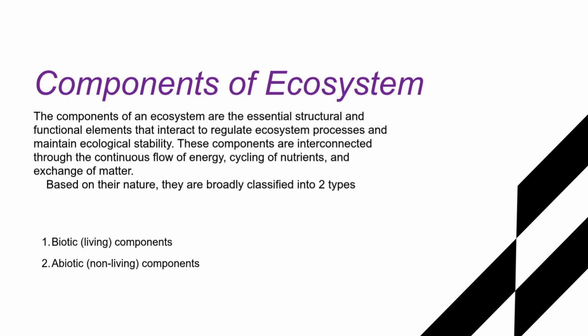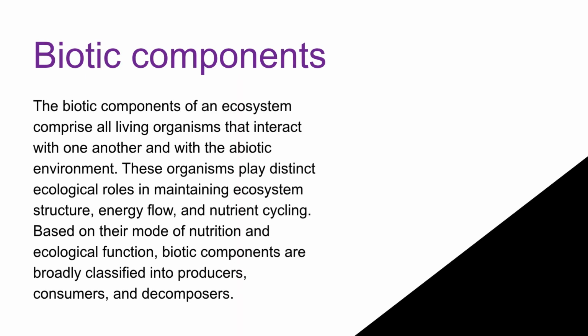Biotic components. Biotic components of an ecosystem comprise all living organisms that interact with one another and with the abiotic environment. These organisms play a major role in maintaining ecosystem structure, energy flow, and nutrient cycling. Based on their nutrition and ecological function, biotic components have been broadly classified into producers, consumers, and decomposers. So now let's see these one by one.